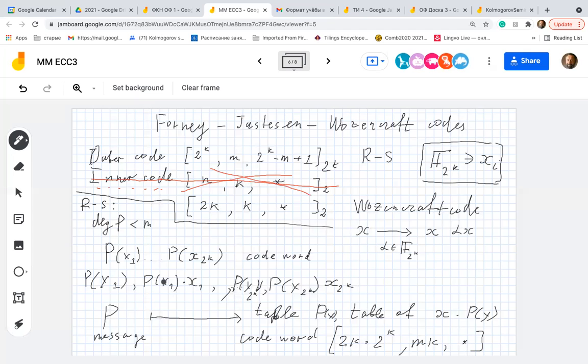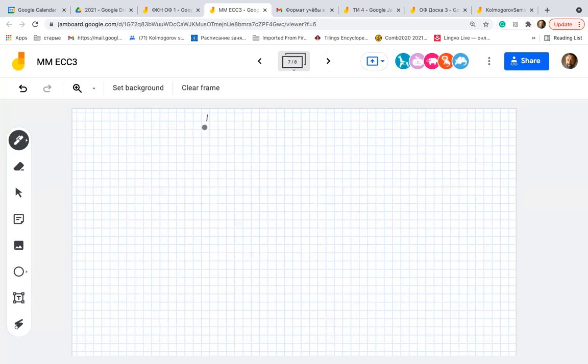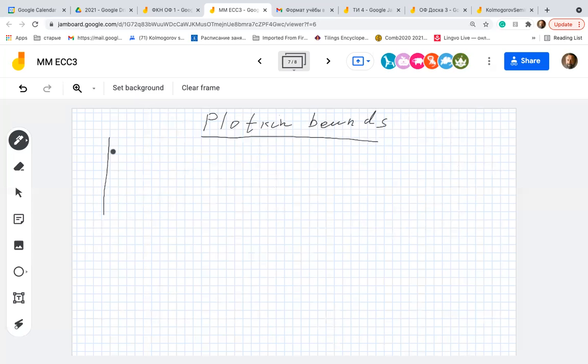Okay, now we will proceed to the so-called Plotkin bounds. Plotkin bounds are new necessary conditions for existing distance of the code, and they answer the following question. So let's recall, for example, for the binary alphabet, which necessary and sufficient conditions we have so far. So assume that q is 2.